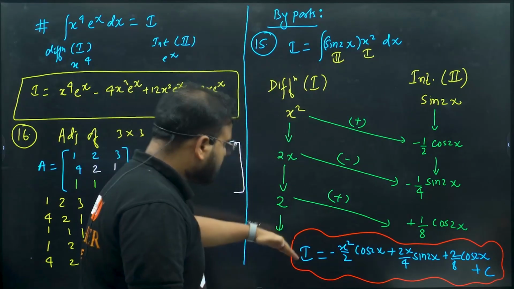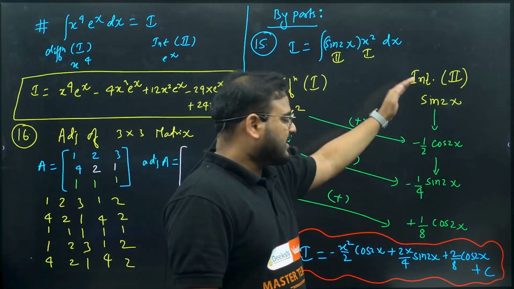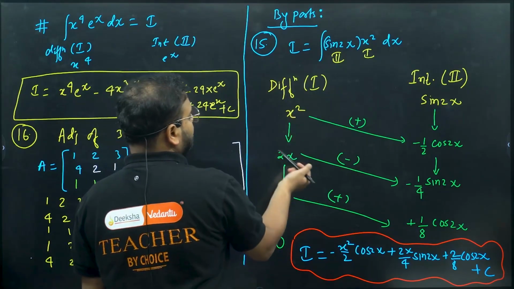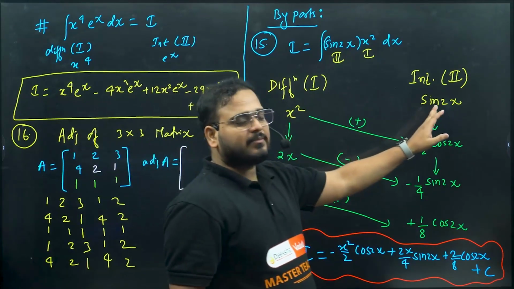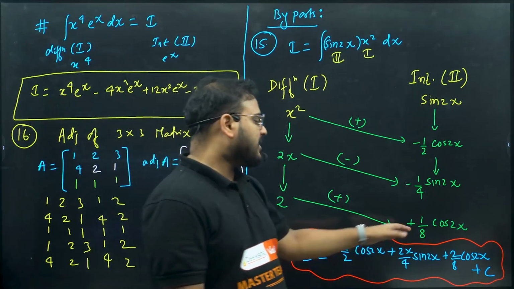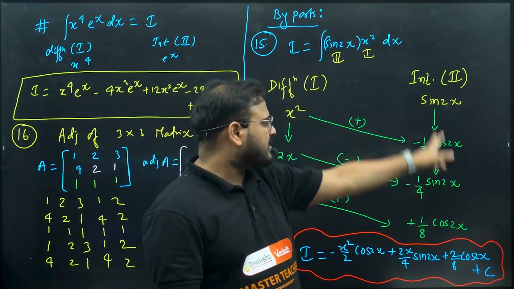Differentiate the first function till it goes to 0. Integrate the second function, basically keep integrating until the first becomes 0. Differentiate x square, you get 2x, 2, 0. Sine 2x integration becomes minus 1 by 2 cos 2x, minus 1 by 4 sine 2x, and plus 1 by 8 cos 2x. You know all this integration of sine 2x.